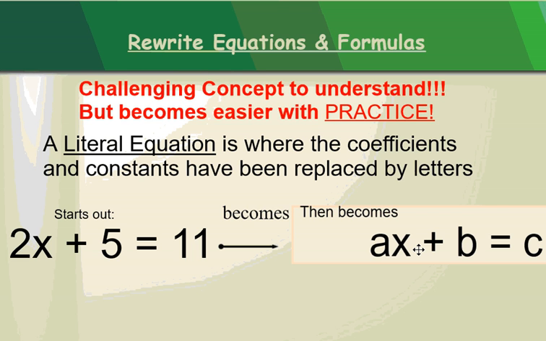So for example, 2x plus 5 equals 11, if it was a literal equation, would then just be replaced by ax plus b equals c. a was equal to 2, b was equal to 5, and c was equal to 11 in a specific case, but they could be any number in more general cases. So a literal equation is a more general equation than one that is very specific with numbers in it. So it's an equation that has just variables in it. That's what we're going to be practicing solving today, manipulating formulas.